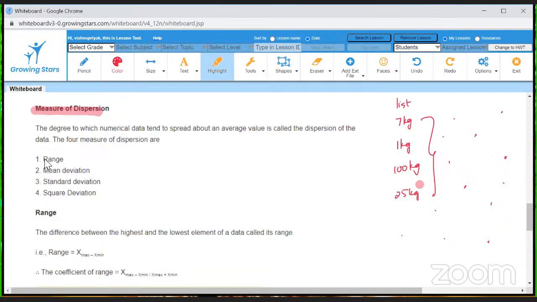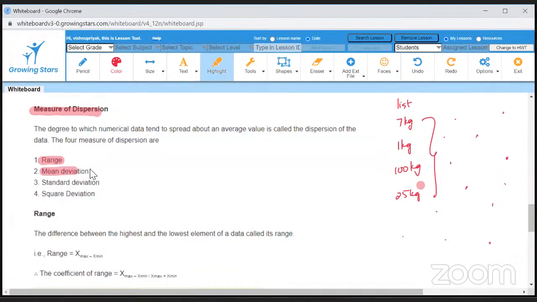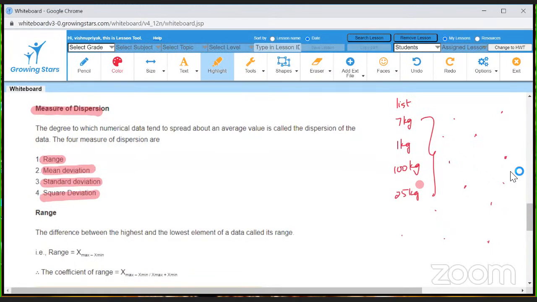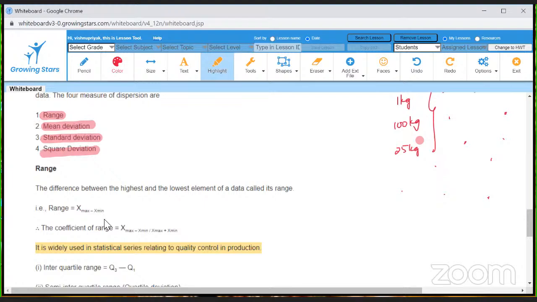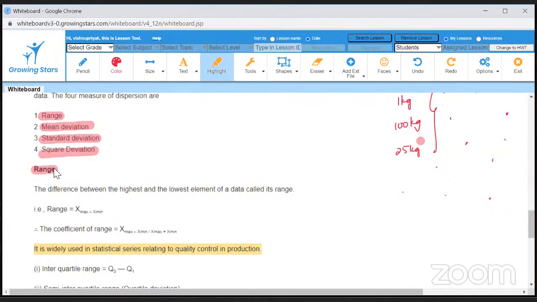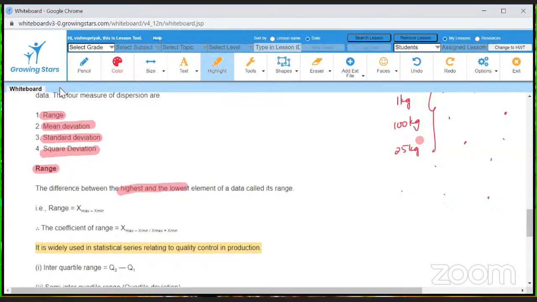To measure the dispersion, one is range, the other one is mean deviation, the other one is standard deviation, and the next one is quartile deviation. Range is highest minus lowest. Maximum value minus minimum value. That will give you the range. In one way, it is telling you how much the values are scattered or spread.